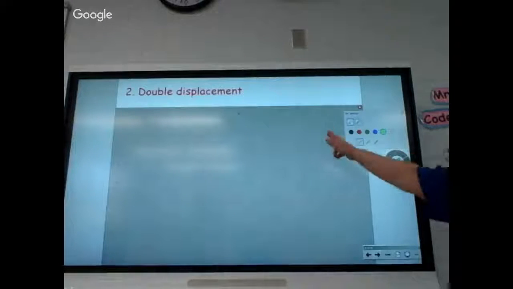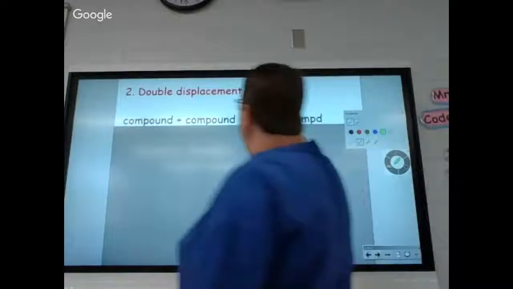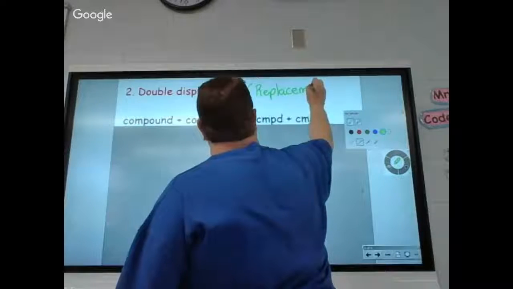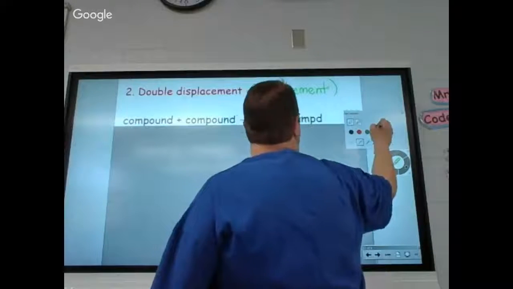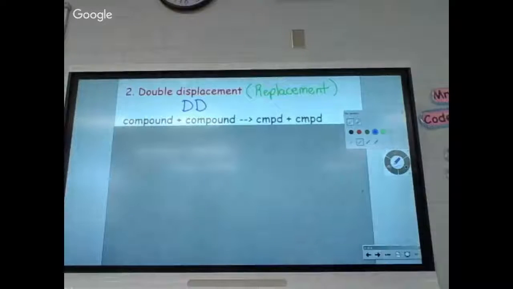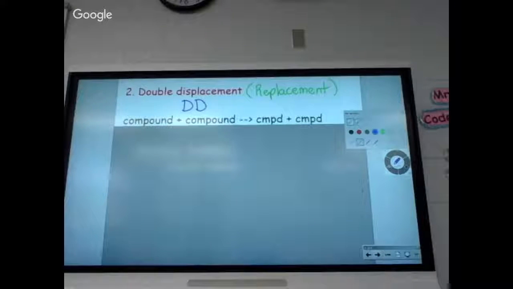All right. Double displacement. It's also called double replacement. It means the exact same thing. We can abbreviate it DD. The only thing that's different about this one is it's a compound plus a compound, and you get a compound plus a compound. The only thing that makes this different is there are no single elements. It's all compounds.